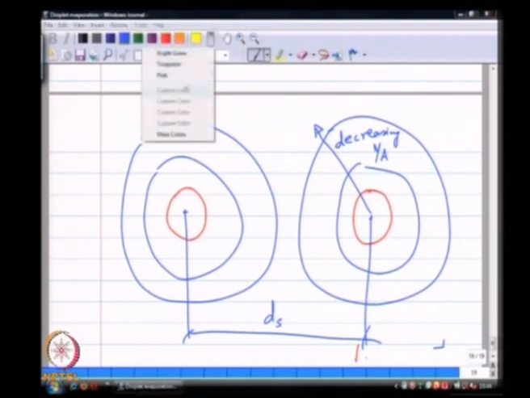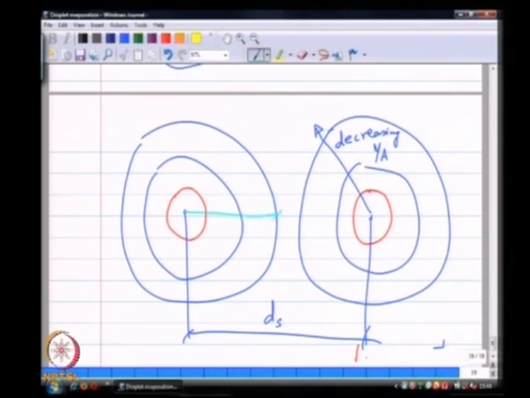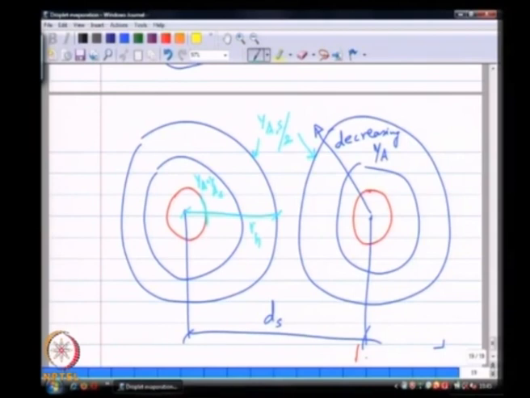So, if this is a contour of Ya equals Ya comma s, and if this is the contour of Ya comma s over 2, and if they do not intersect, all I am saying is if they do not intersect by a large distance, what we are saying is that r sub h is much smaller than d sub s, the spacing between the drops, and in this case I can use superposition of single droplets to create a vapor field around the drop.